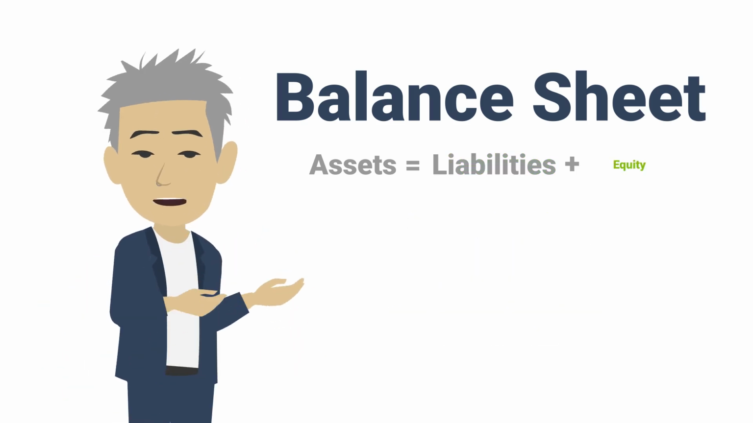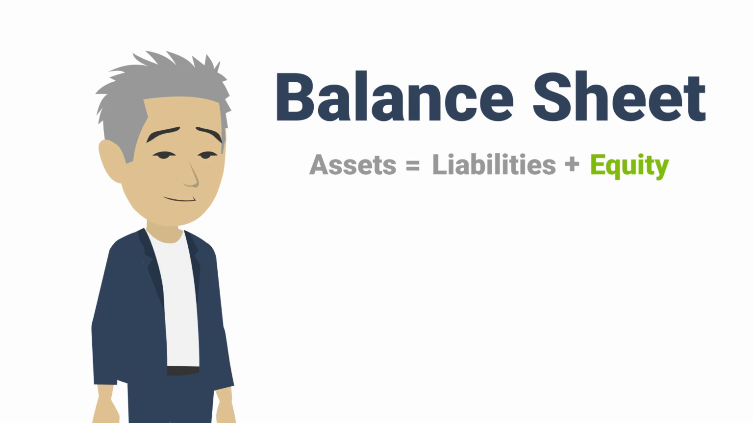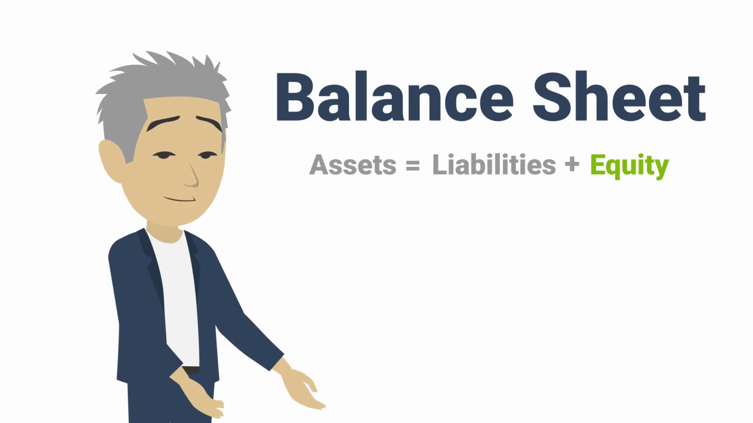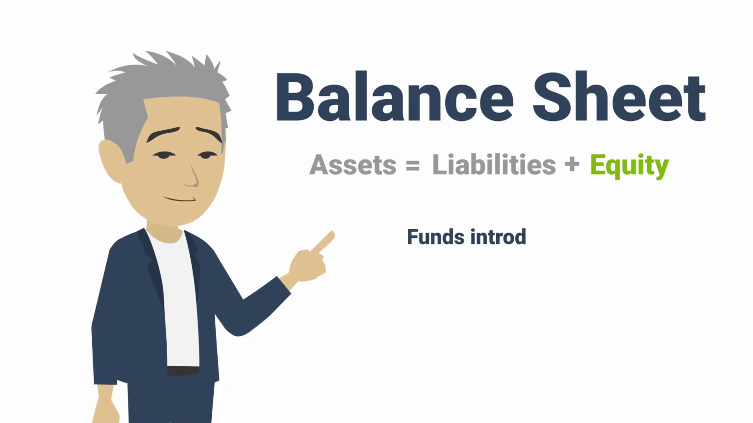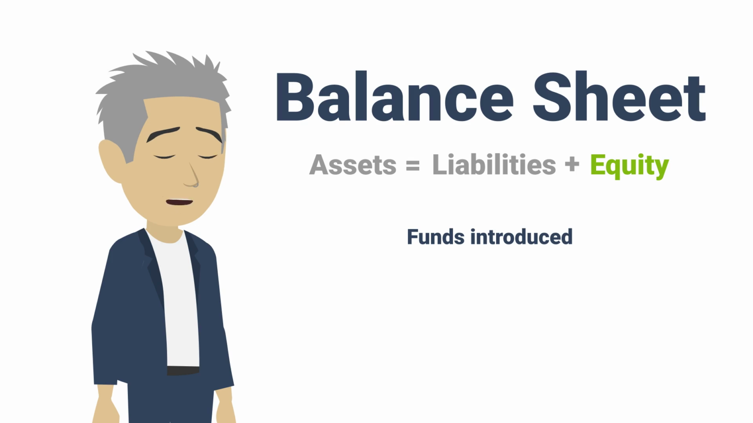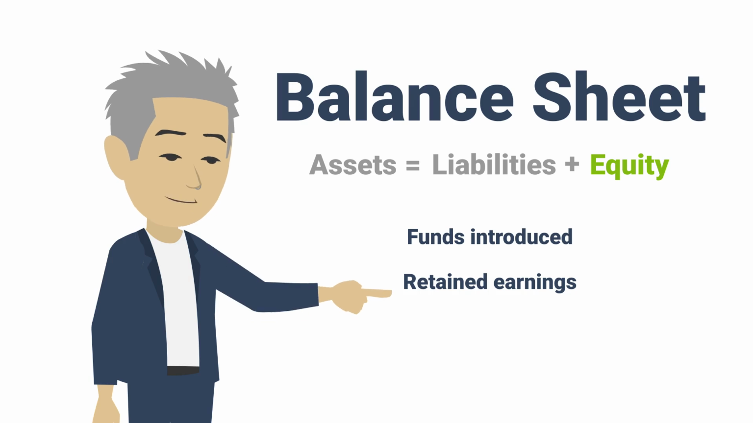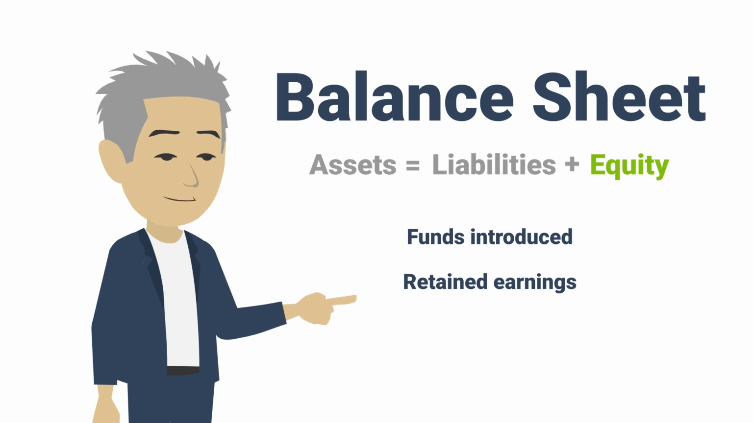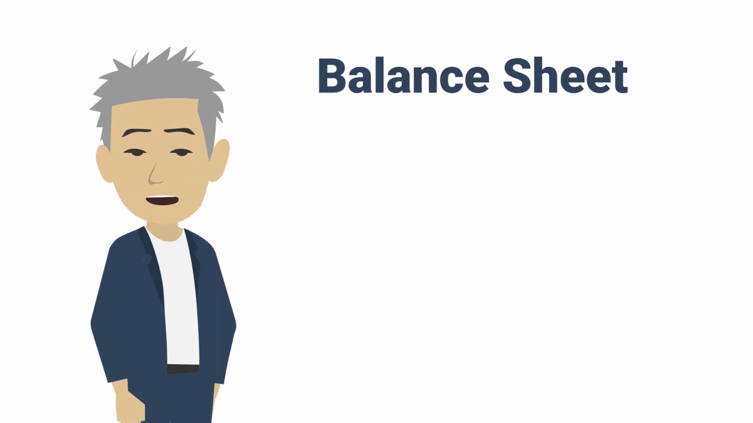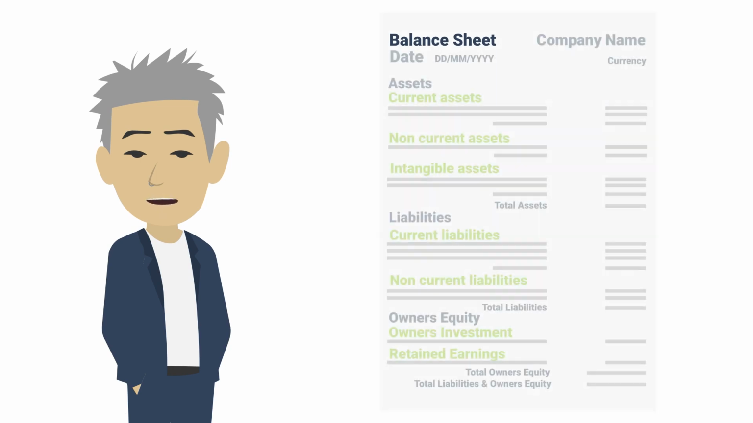The last thing to look at is the equity. This is generally made up of two elements. First, we have funds introduced by the owners, such as share capital, and then retained earnings, i.e., net profits from previous periods. Putting all of this together, we can see the structure of a balance sheet.